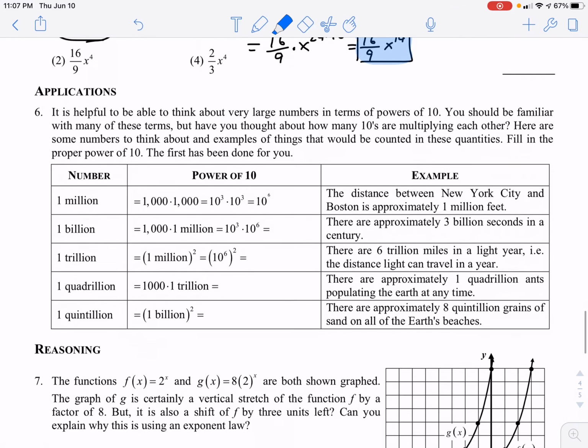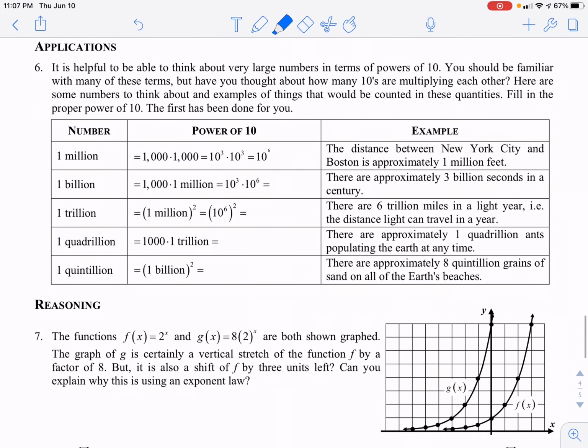Part 6. It is helpful to be able to think about very large numbers in terms of powers of 10. You should be familiar with many of these terms, but have you thought about how many tens are multiplying each other? Here are some numbers to think about and examples of things that would be counted in these quantities. You want to fill out the proper power of 10. The first one is done for you.